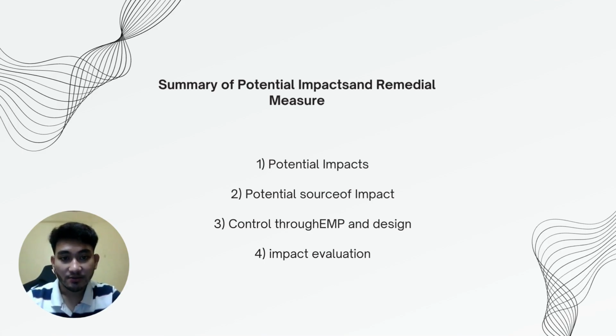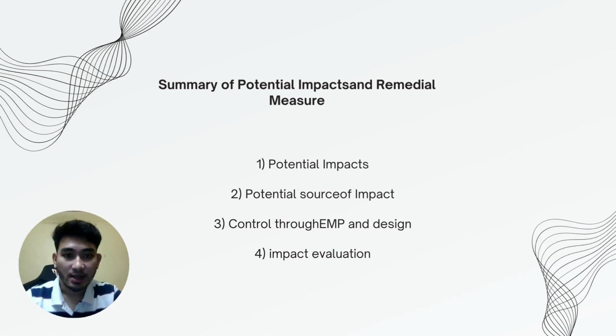For noise environment, the first potential impact is noise emission. The potential source of impact is the operation of construction vehicles and equipment during the site development phase of the construction project. For control through EMP design, noise barriers will be installed in the vicinity of the heavy construction operation. For impact evaluation, because residential areas are located 1 kilometer away from construction, it is reasonable to anticipate that project activities will not have a substantial impact due to an increase in the amount of noise produced.